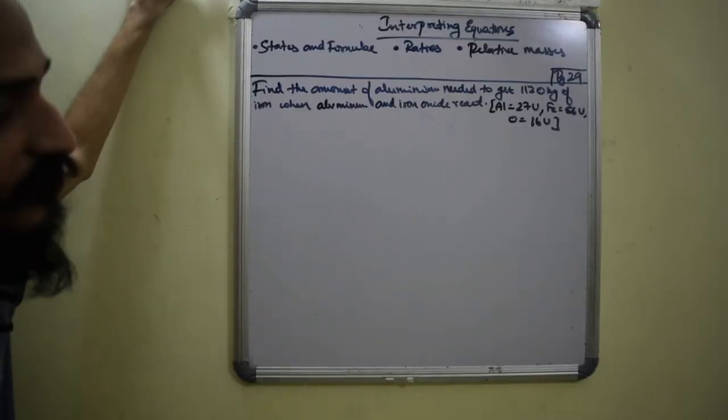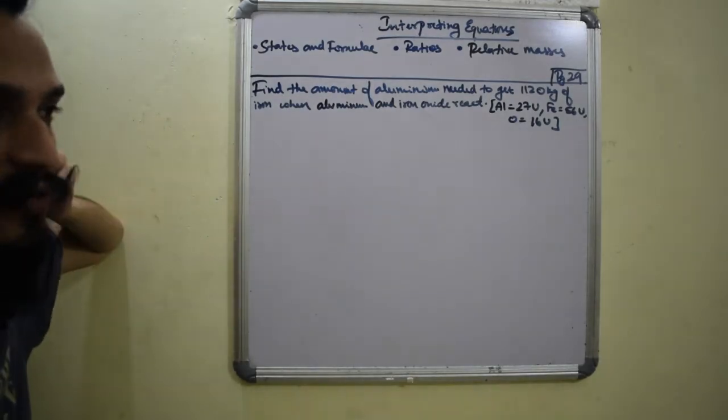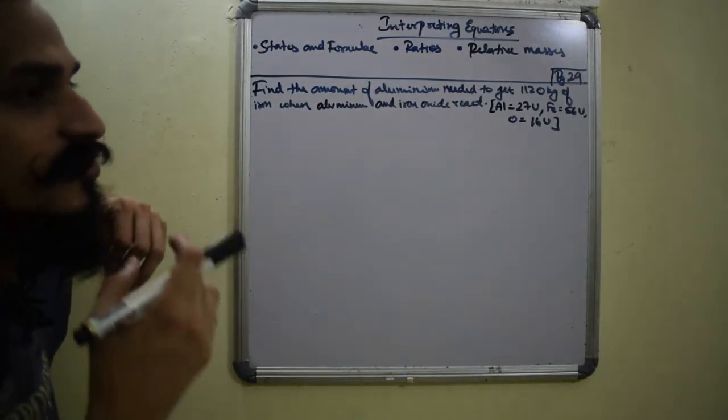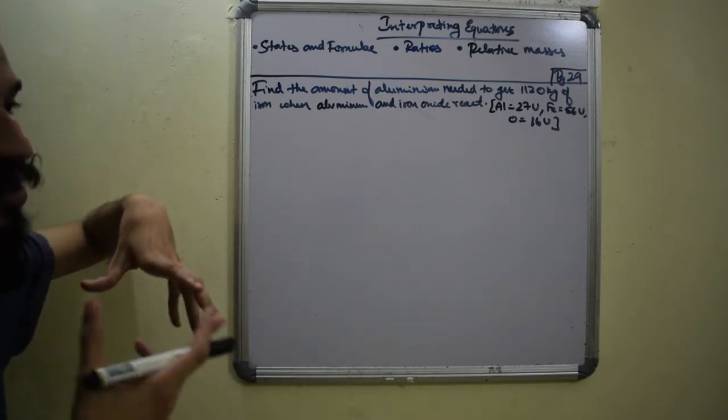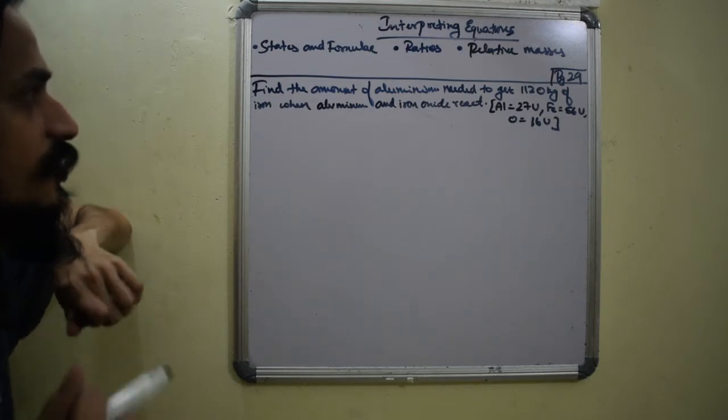The second thing is ratios. Now this is important. When we balance an equation, we learn how to balance. We notice we multiply each thing with a certain number, right? That tells us a ratio.